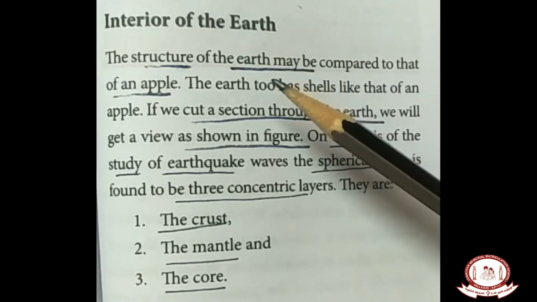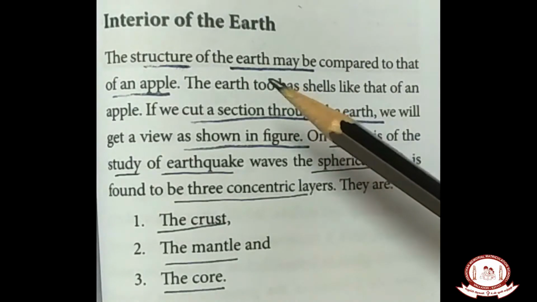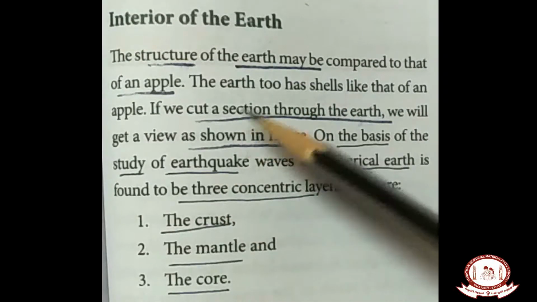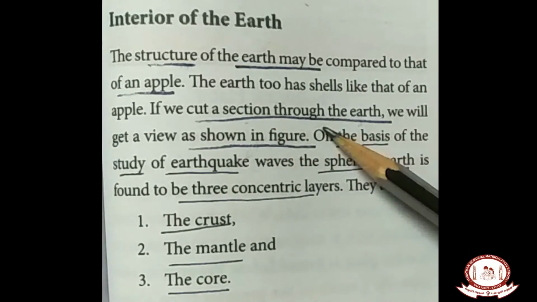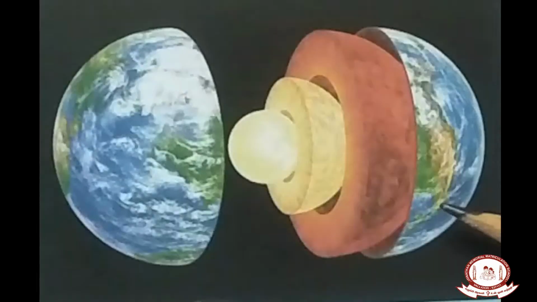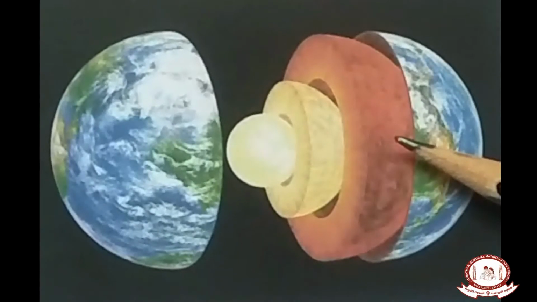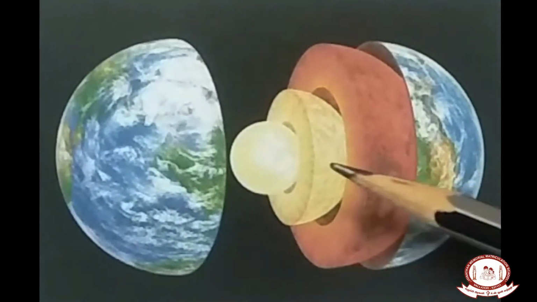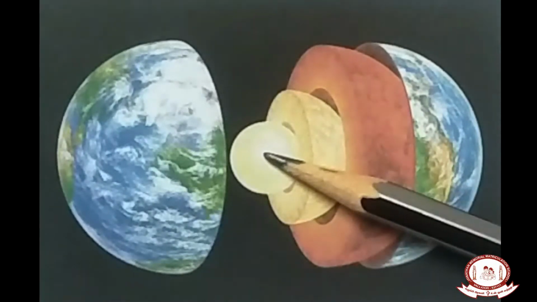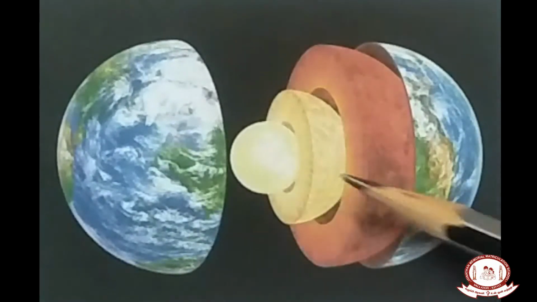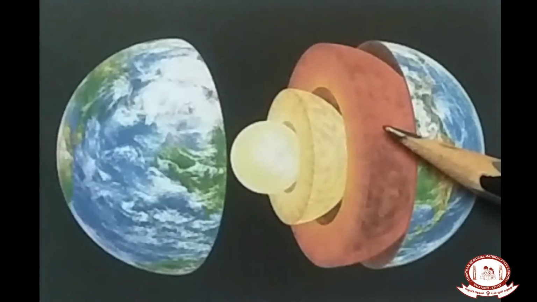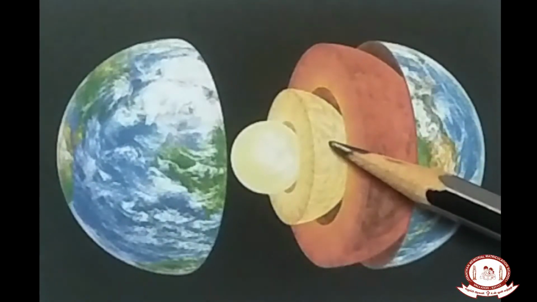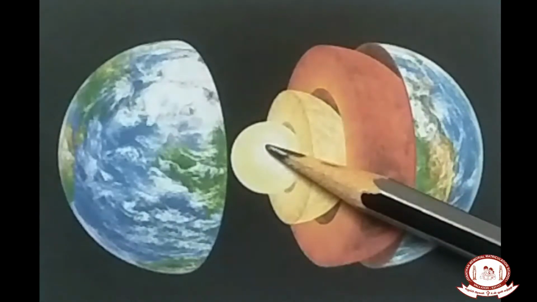So the earth is compared to the structure of an apple. In the apple, the inner part is fleshy. Children, if we cut a section through the earth, we can see the inner parts of the earth. Please see the picture at the very beginning of the lesson. The inner part of the earth is divided into the crust, the mantle, and the core. Shall we read again, children? The outer part is said to be the crust. Next is the mantle and the core.